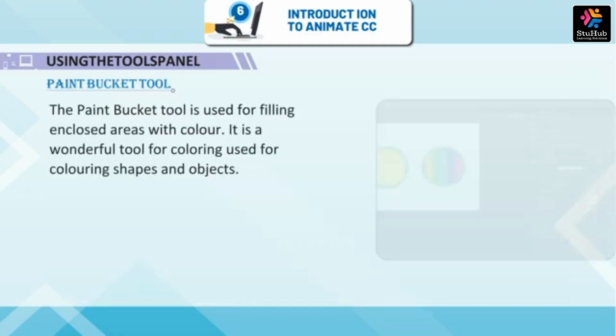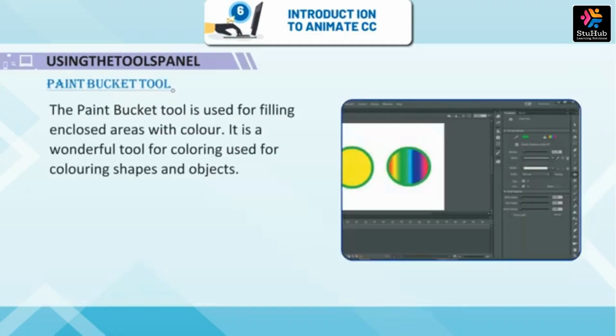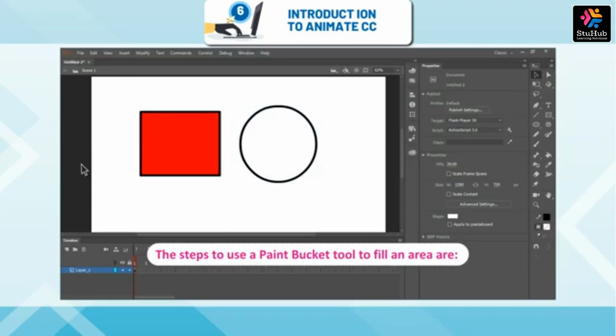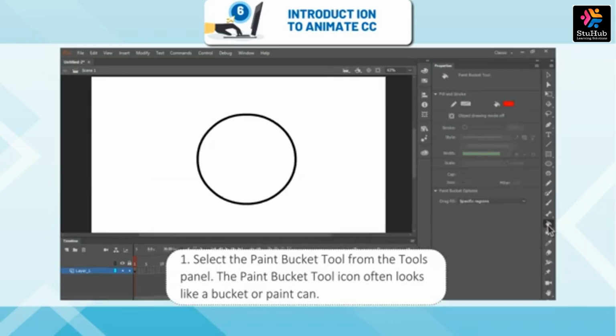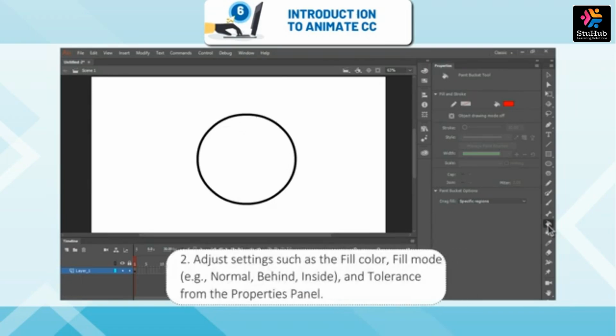Paint Bucket tool. The Paint Bucket tool is used for filling enclosed areas with color. It is a wonderful tool used for coloring shapes and objects. The steps to use the Paint Bucket tool to fill an area are: select the Paint Bucket tool from the Tools panel. The Paint Bucket tool icon often looks like a bucket or paint can.